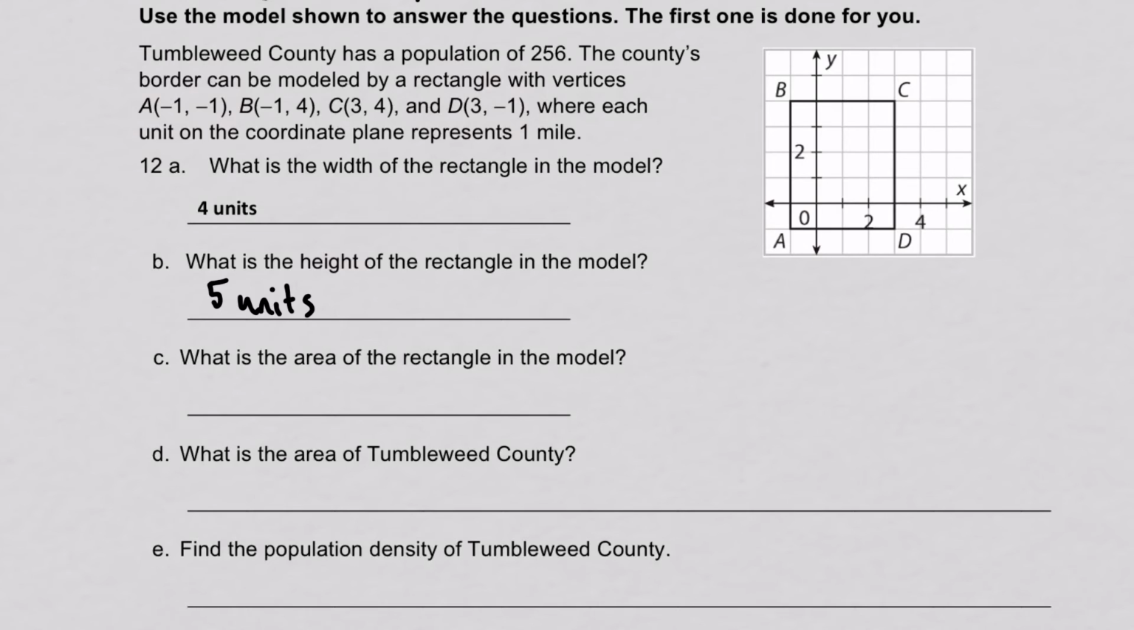What is the area of the rectangle in the model? Now, since it's a rectangle, it's a simple formula for the area, base times height, or length times width, which is 4 times 5. So it's going to be 20 units squared, or square units. What is the area of Tumbleweed County? Now, since each unit represents 1 mile, then that means that the area of Tumbleweed County is 20 square miles.